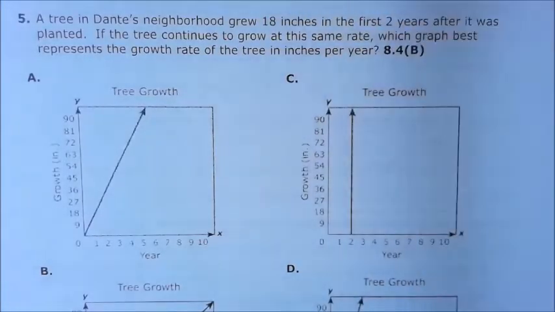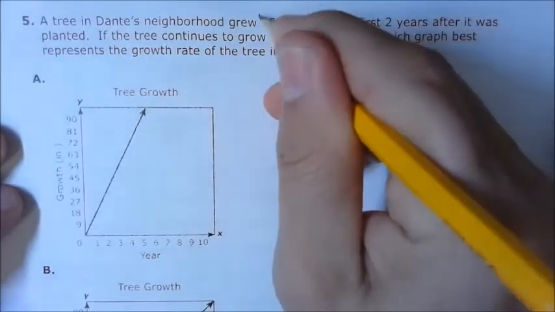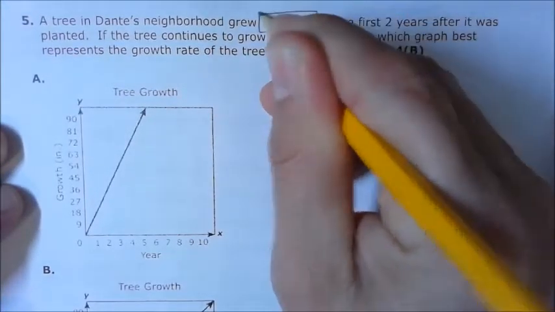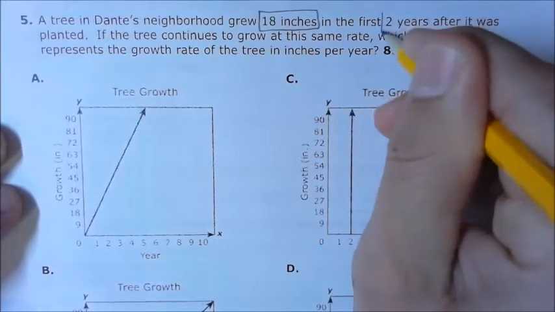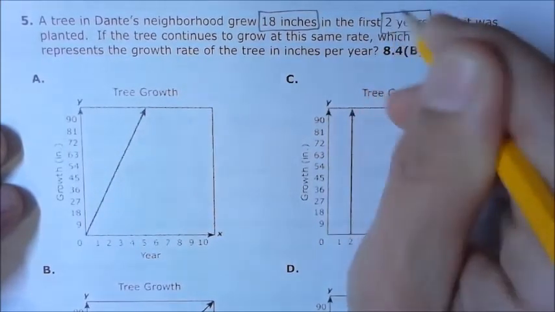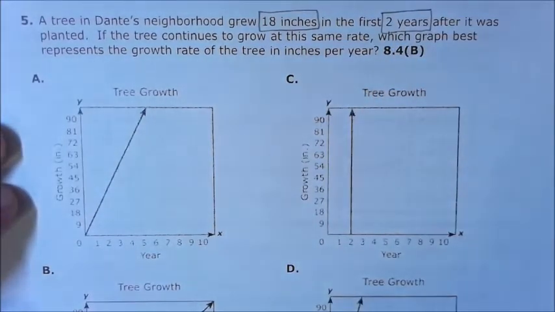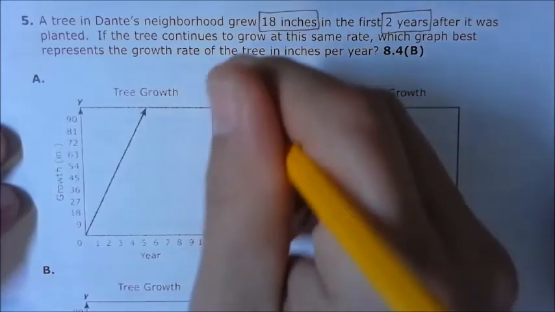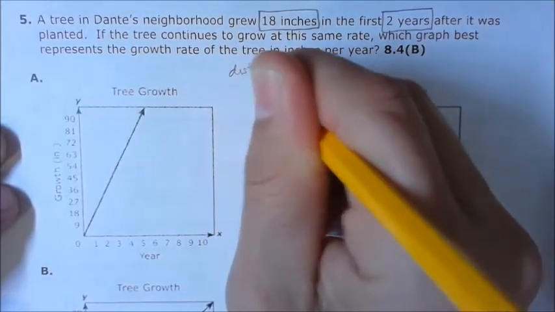Alright, on question number 5. It says a tree in Dante's neighborhood grew 18 inches in the first 2 years after it was planted. So that sounds like important information. It grew 18 inches in the first 2 years. And so when we see that, right, we're thinking about distance over time. So you know that's what goes through my head.